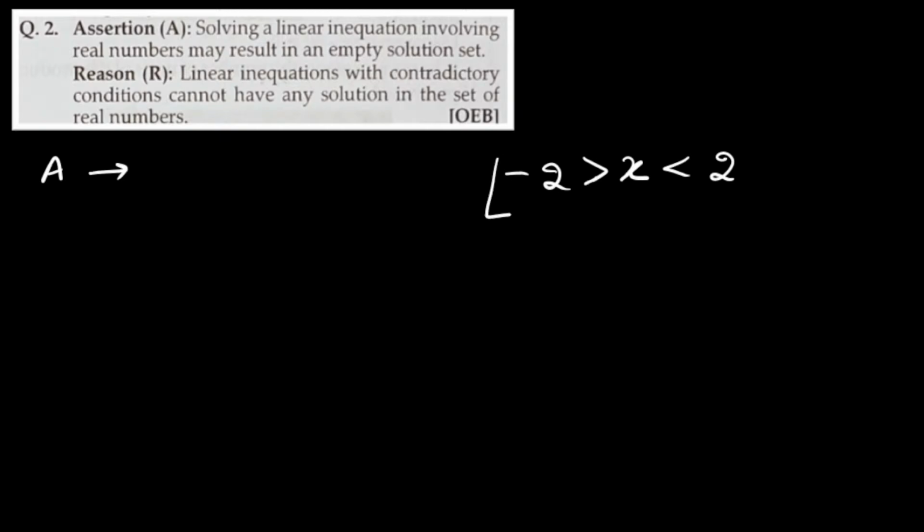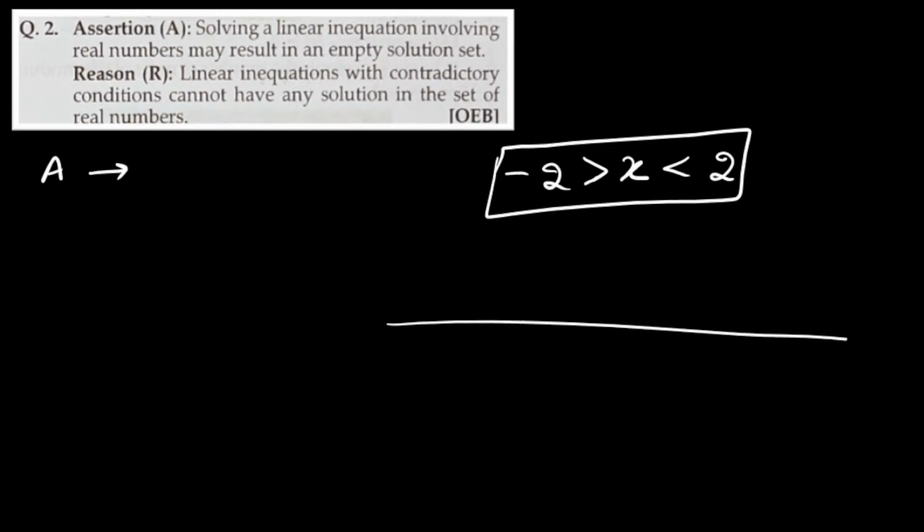Suppose I have a linear inequation like this: x is less than minus 2 and x is less than 2 also. Do you think we will get any solution for this? If you see the number line, this is the number line. So here, as per the number line, x is less than 2.